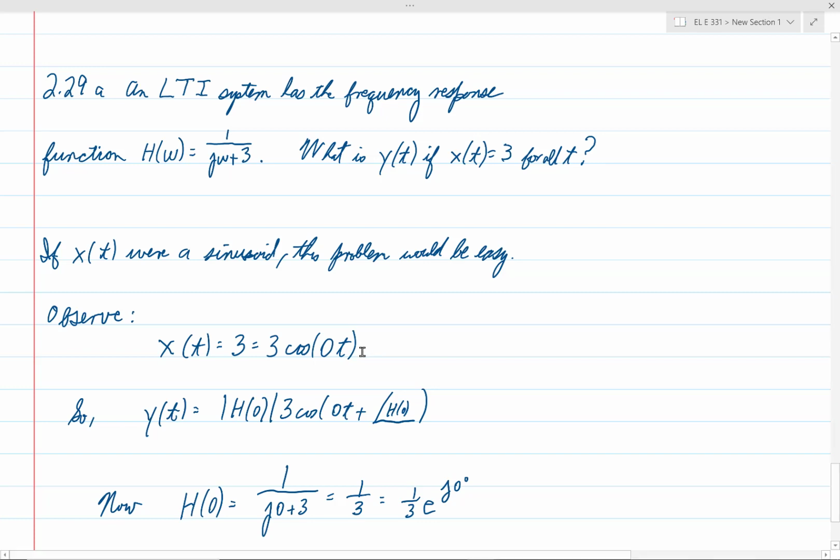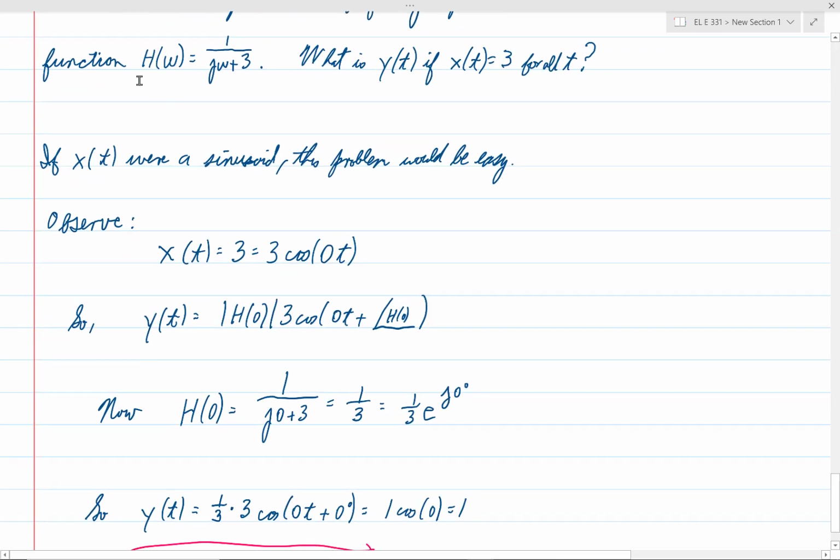And so what we need to do then is we say, okay, since this is 3 cosine of 0t, then y of t will be the magnitude of h of 0 times 3 cosine of 0t plus the phase of h of 0. Okay, well, what about h of 0? Well, that's really easy, because if h of omega is 1 over j omega plus 3, then h of 0 is 1 over j 0 plus 3, which is 1/3, which is 1/3 e to the j 0 degrees.